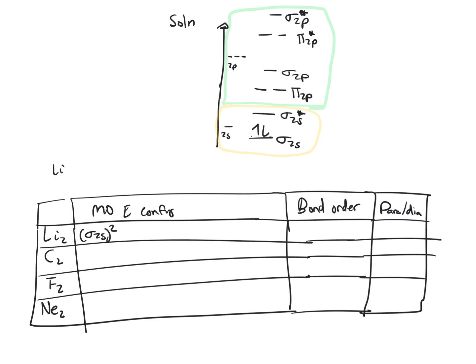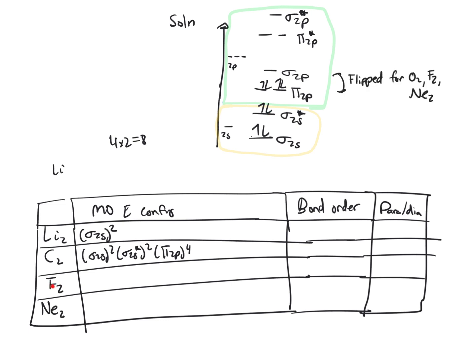Now C2: each carbon brought 4 valence electrons, so 4 times 2 is equal to 8 valence electrons. So we have the 2, and now for carbon, we'll put in 6 more: 3, 4, 5, 6, 7, 8. So C2 will be sigma 2s 2, sigma 2s star 2, and pi 2p 4, just filling those in from low to high. Now F2, remember, that's one of our exceptions where we have to flip the order of the orbitals. So let's do that.